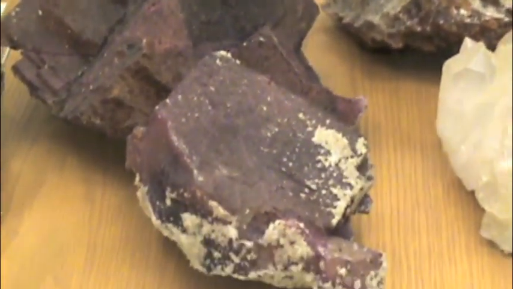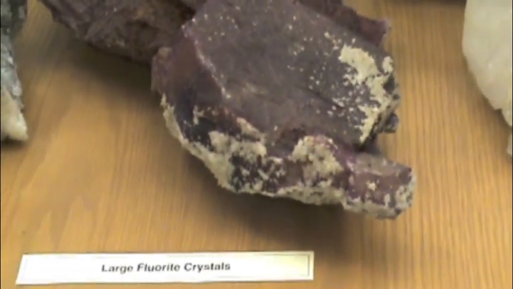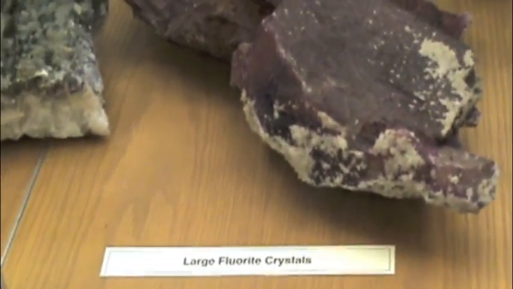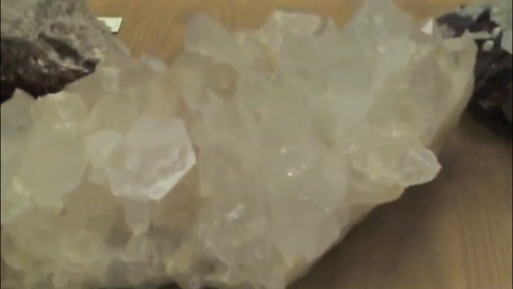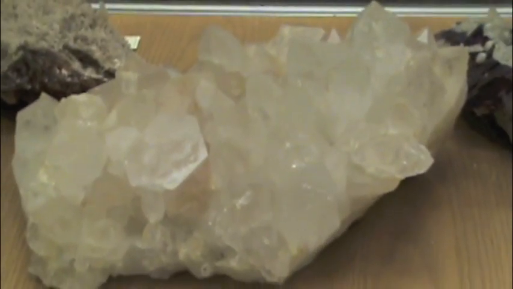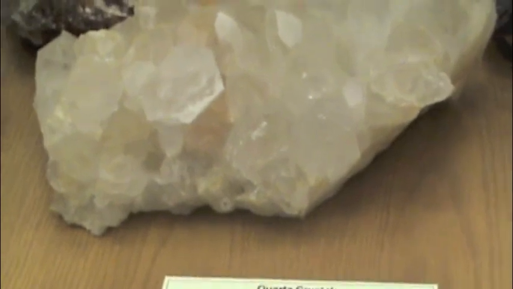We got some very large crystals down here. It's a large sample of fluorite. There's a large cluster of quartz crystals. We had looked at the quartz crystals when we were doing identification. It's a large sample of calcite. We had also looked at some calcite during our mineral identification.